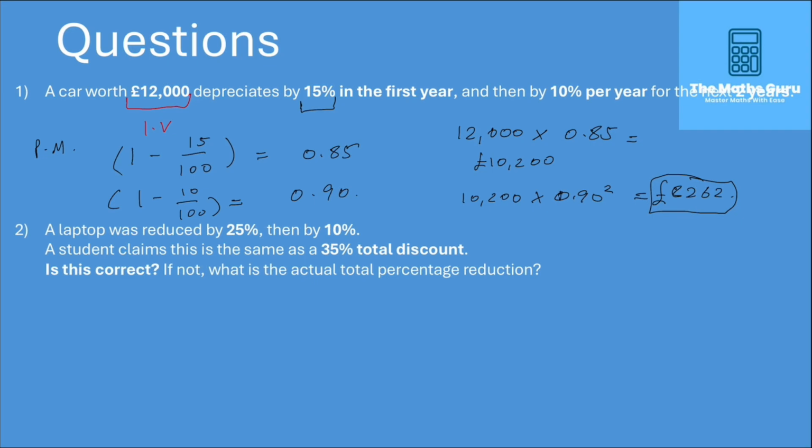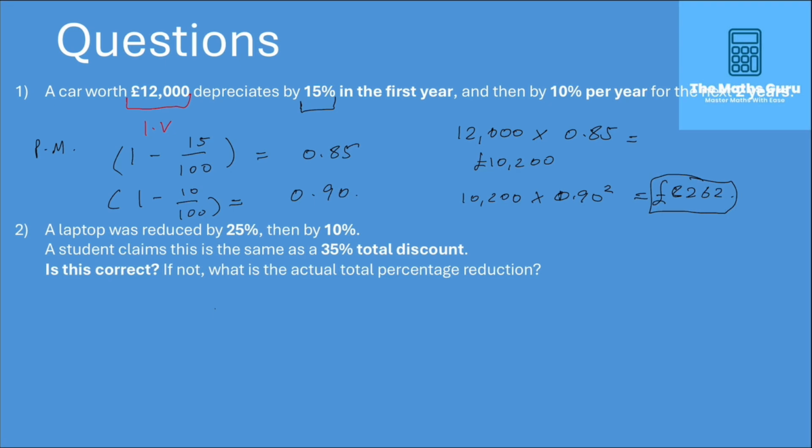So a laptop was reduced by 25% and then by 10%. A student claims this is the same as a 35% total discount. Is this correct? If not, what is the actual total percentage reduction? So the way we can do this, well, there's multiple ways to do this.